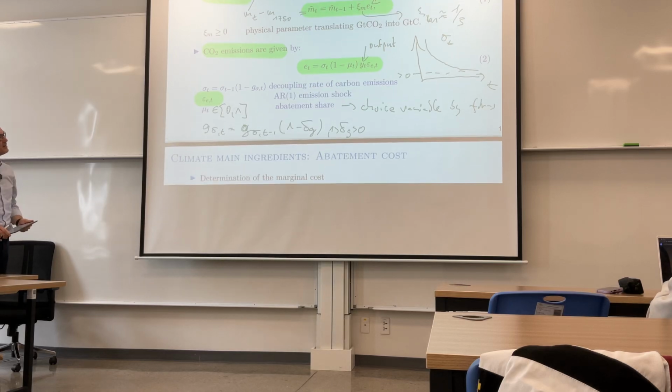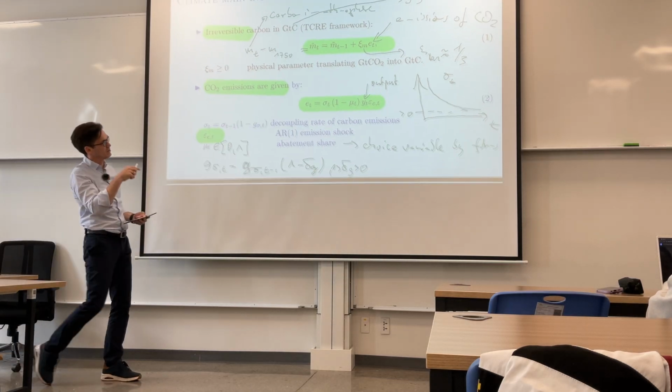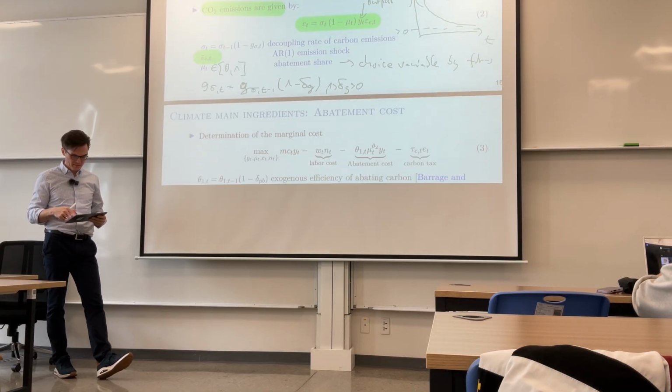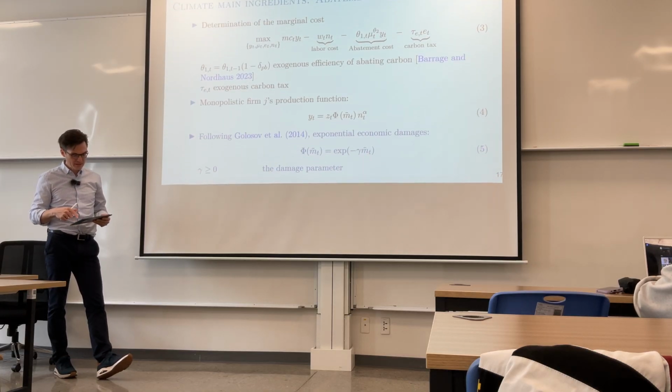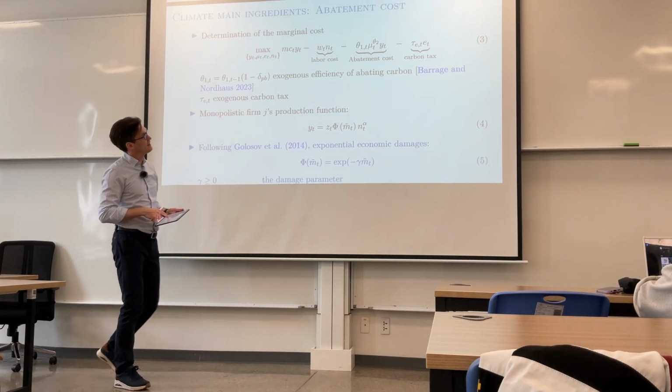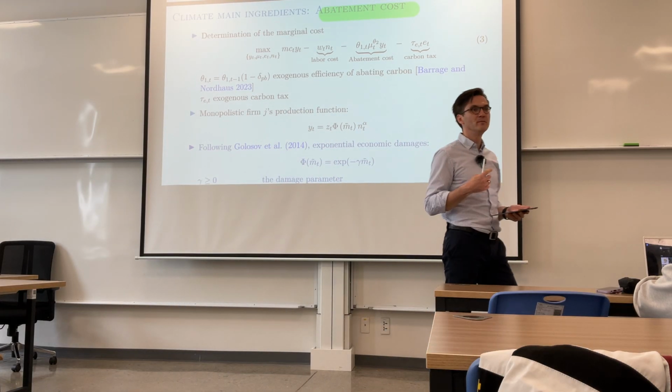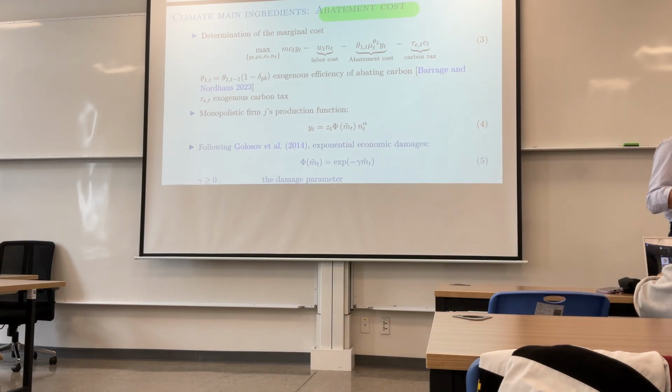We discussed this climate accumulation, this carbon accumulation, and now we're going to fuse this to the rest of the economy. There are two things that happen. First is the abatement cost, mu. How is that determined? Actually, it's an optimal choice that firms are undertaking here.